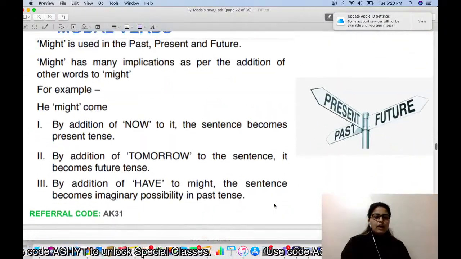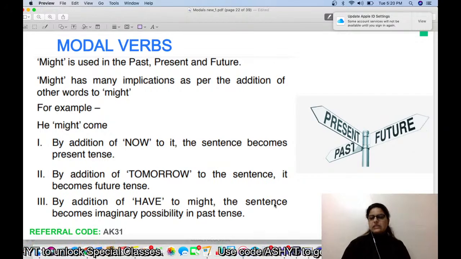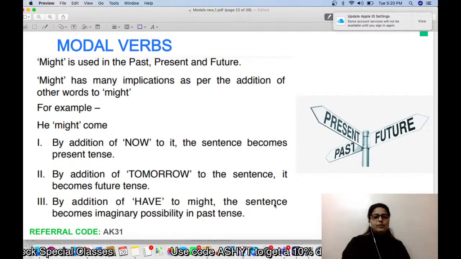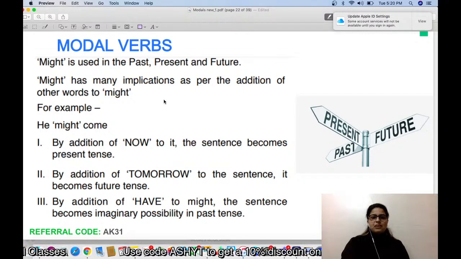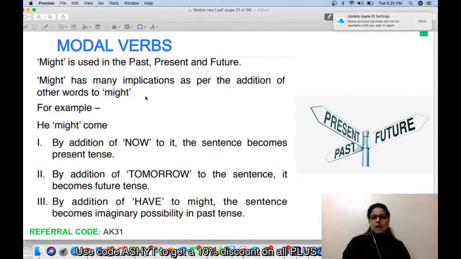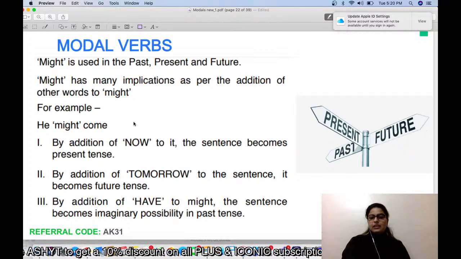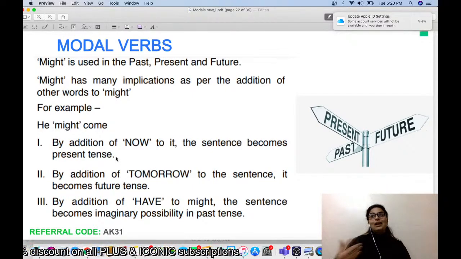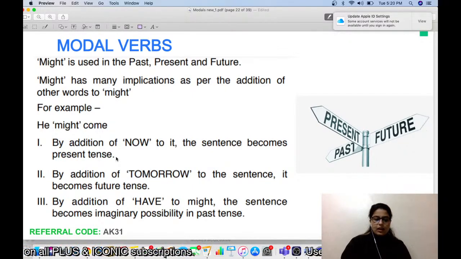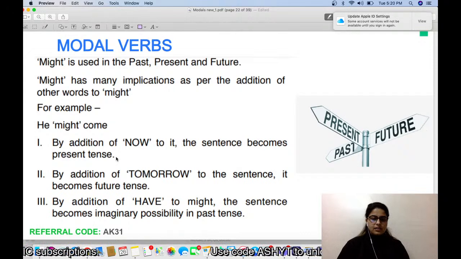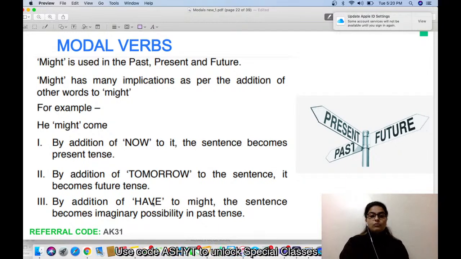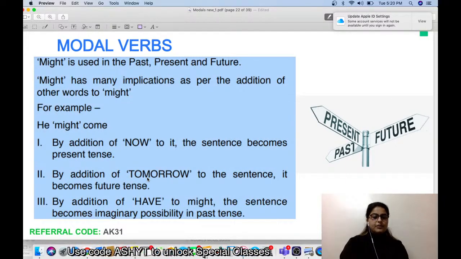Okay. So, I was just telling you the usage of might. Might is a very tricky modal verb because I've told you it can be used in 3 of the tenses, past, present, as well as future. So when I'm using it in past, I have to use have along with it. And if I'm using it for present, I can use now or words quite similar to now, like today, or right now, or I can give today's date. So in these cases, we need to understand that the modal verb might can be used in 3 of the tenses by addition of other words like now, tomorrow, or have. You can have a look at it.